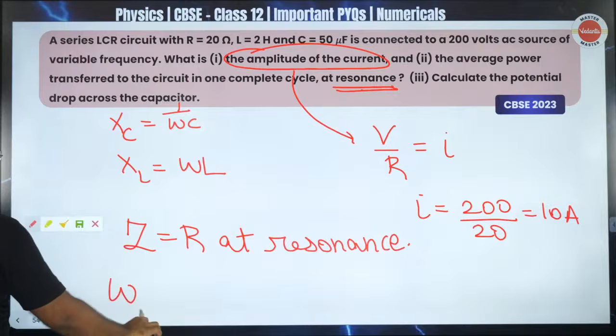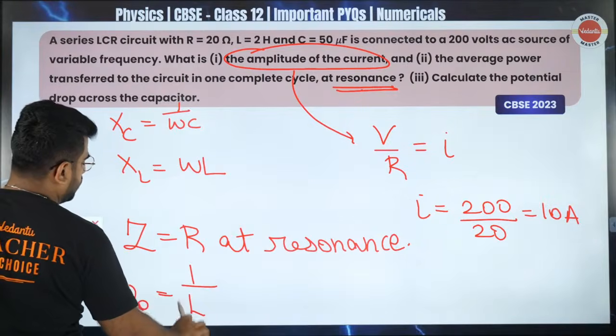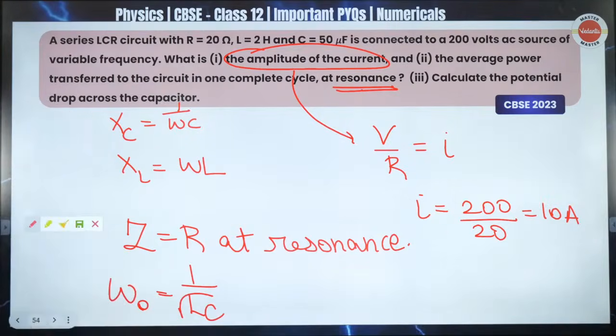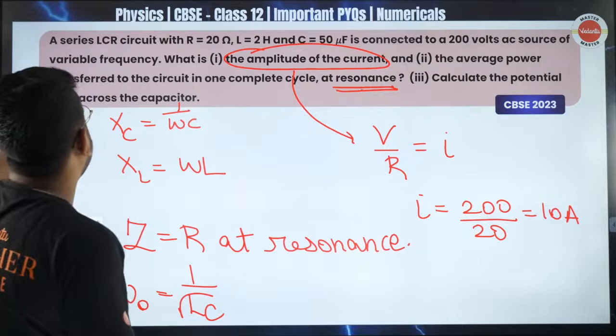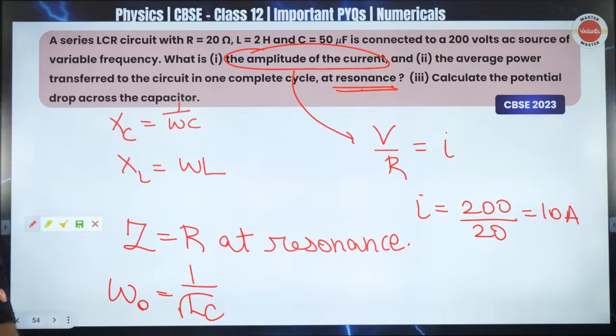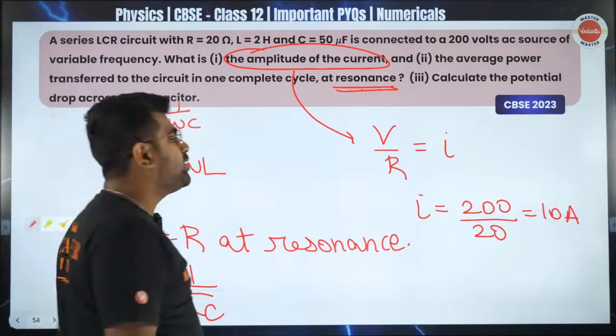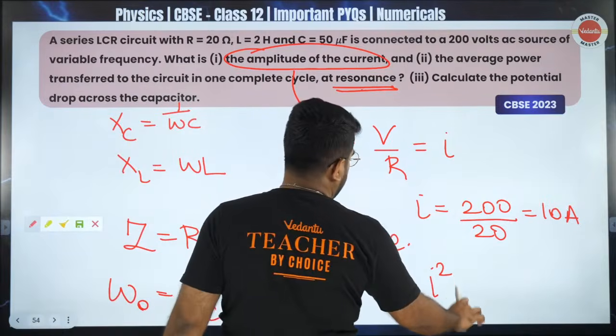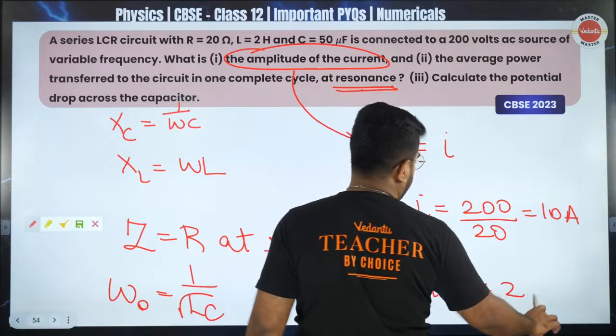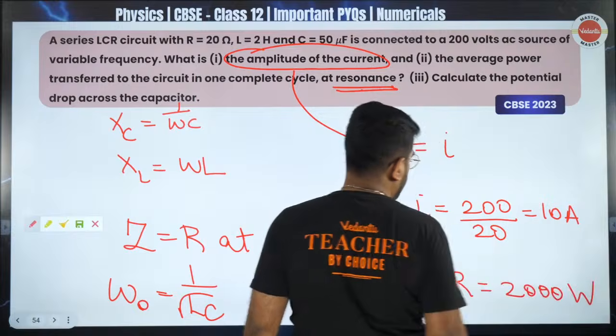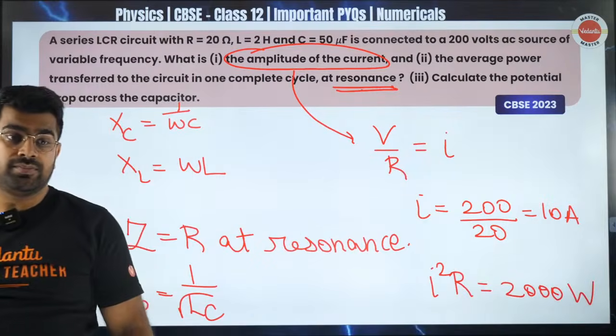So what is the resonant frequency? Resonant frequency is 1 by root LC. What else is being asked? Average power transferred in one cycle. Average power transfer is I square R, so it will be 2000 watt.